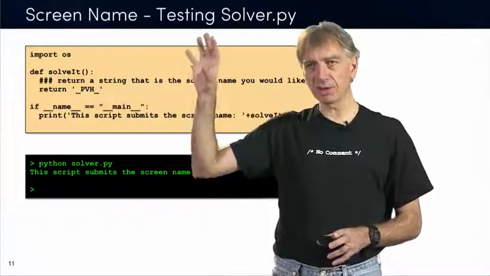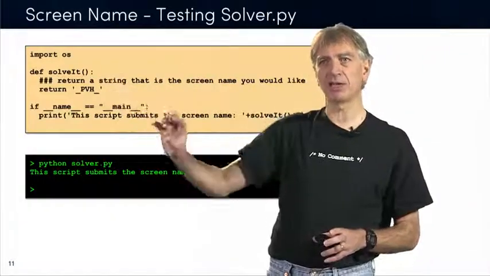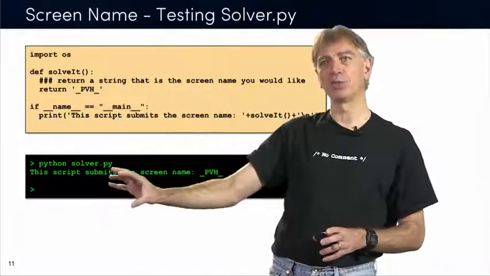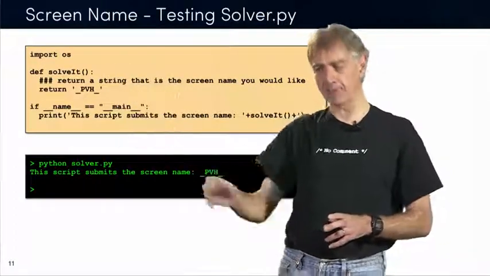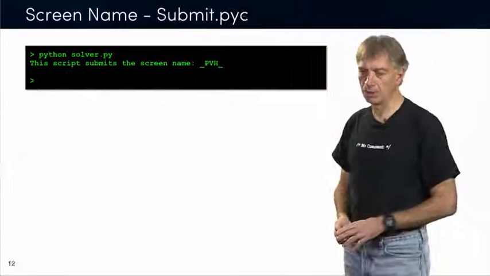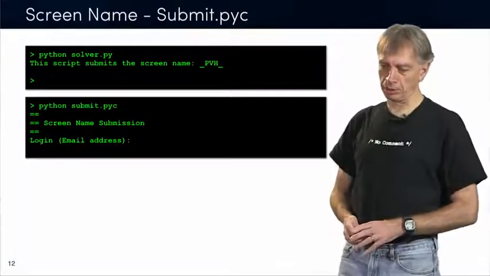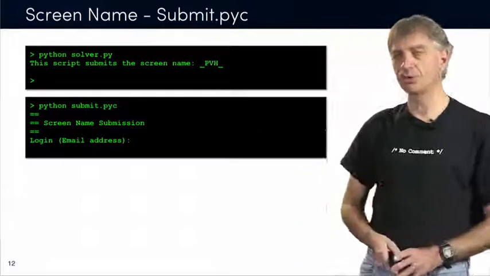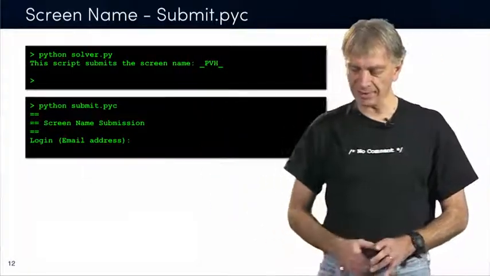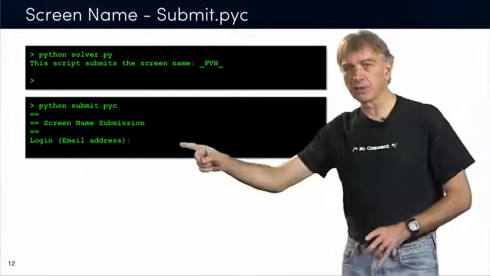So basically, a solver typically is going to parse the data, do something, and output the solution. Here, the only thing that we did was output a screen name. Now, when you are ready to submit, you use this other script, submit, and this is essentially what you see over there.